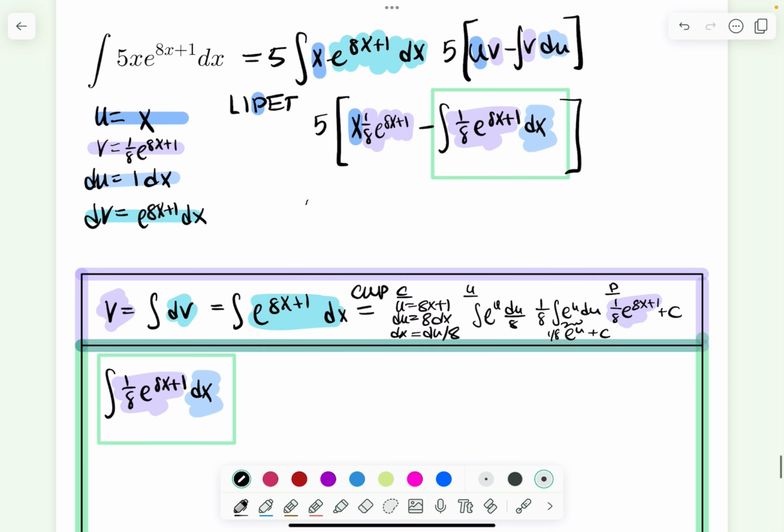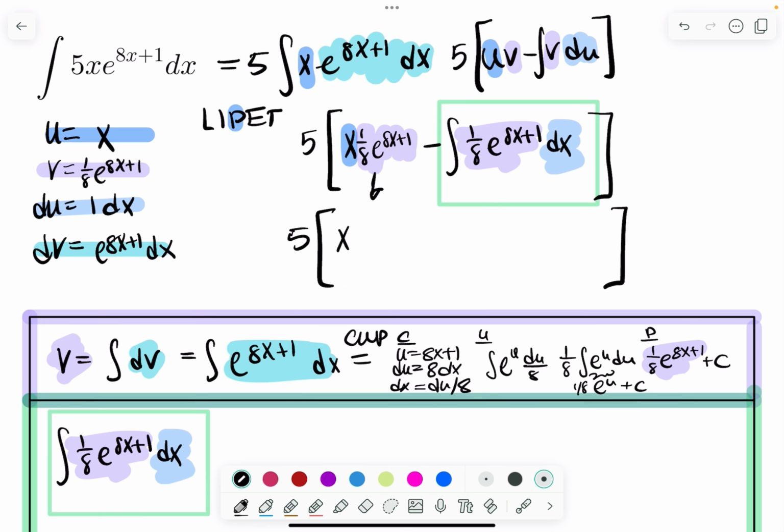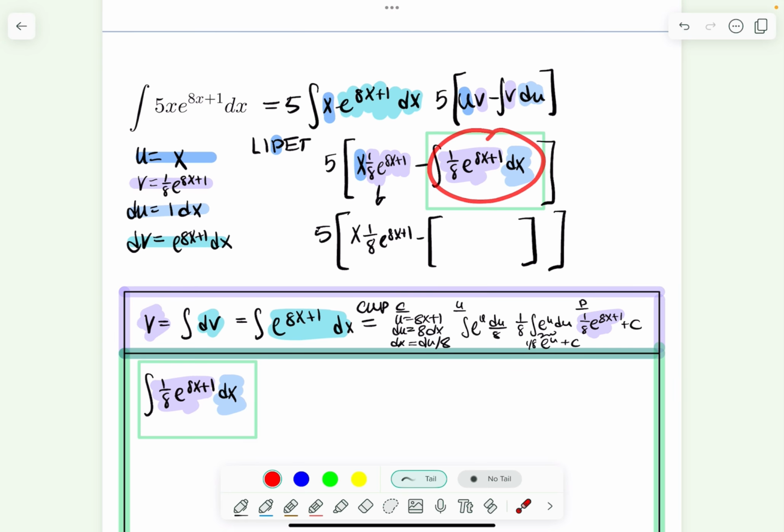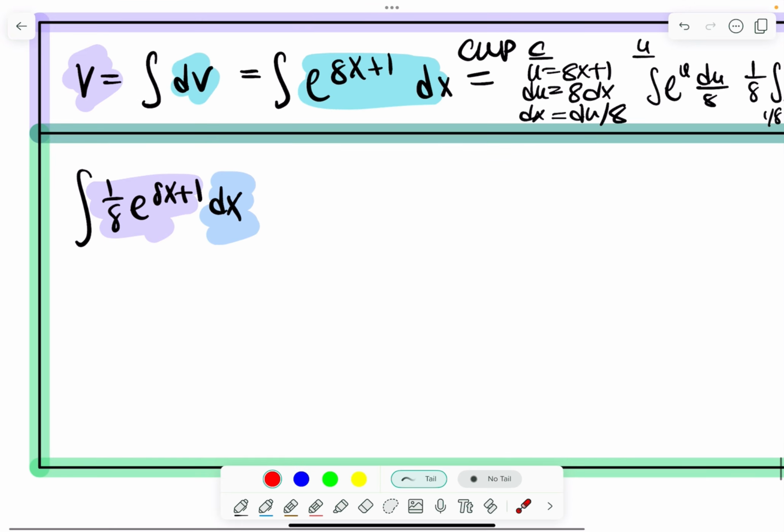But before I do that, I like to drop things down. So we have 5, this just drops down, stays the same. Then I put a box to indicate that whatever the answer to this is going to go over here. And then a plus C so that I do not forget that. And then I go in here and I solve this one.